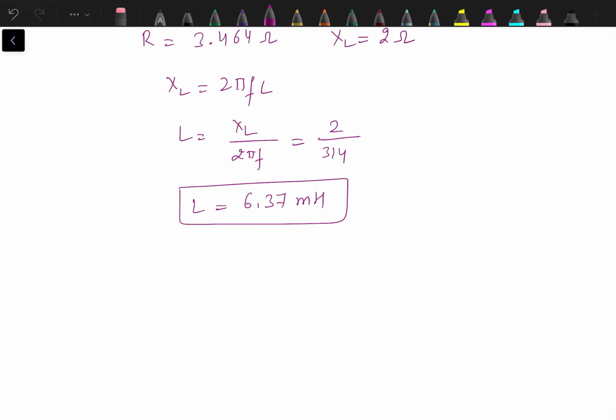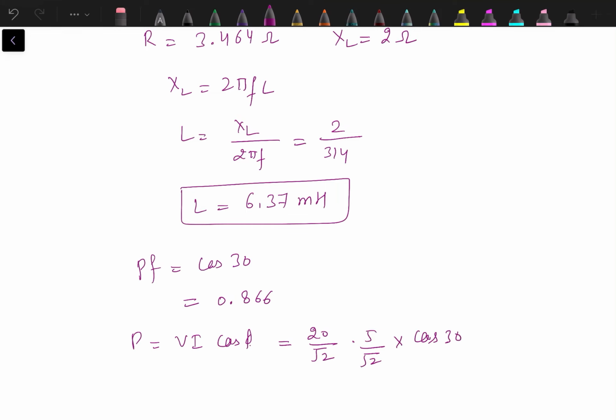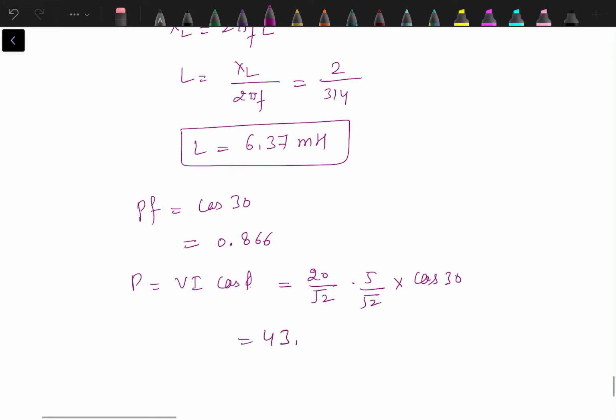And the last part in the question was we have to calculate the power factor. Power factor is cos 30, which is actually 0.866. Power is VI cos phi, 20 by root 2 times 5 by root 2 into cos 30, which is 43.3 watt.